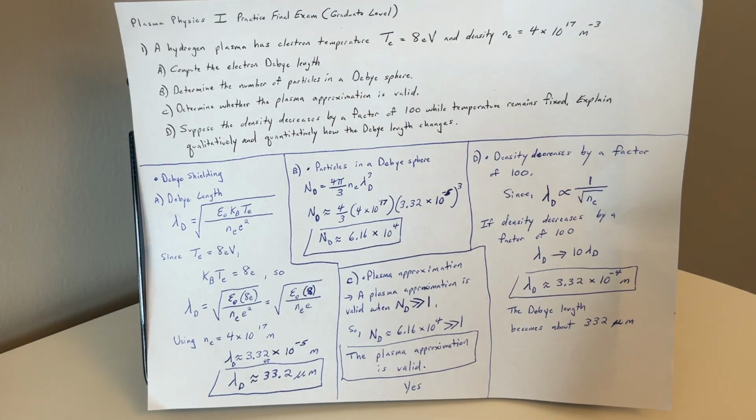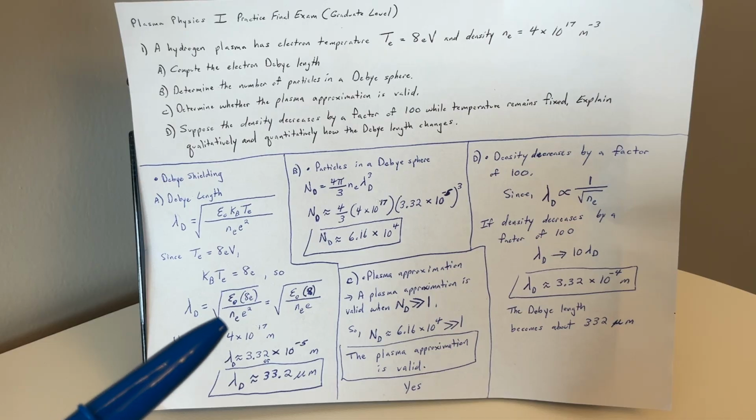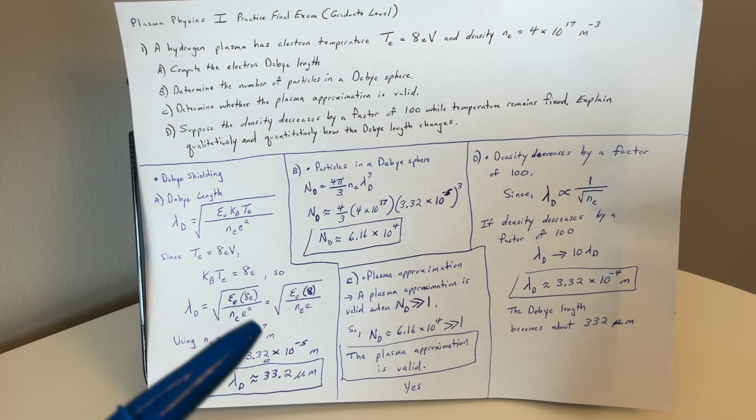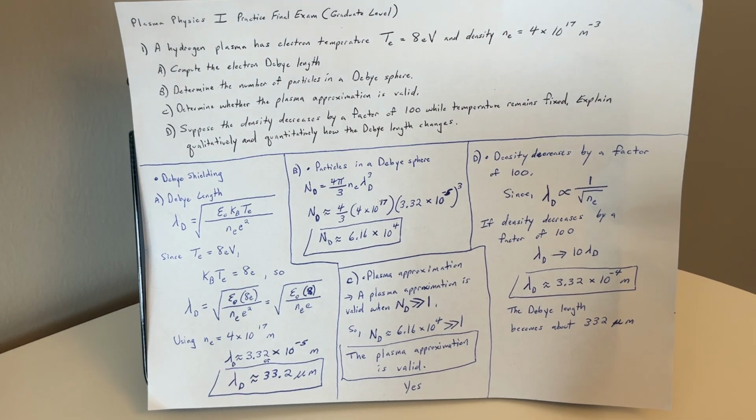So our lambda sub D is going to be the square root of epsilon naught times 8 eV over n sub e times e squared. We're using n sub e as given, 4 times 10 to the 17th. Here, lambda sub D is approximately 3.32 times 10 to the negative fifth meters, approximately 33.2 micrometers.